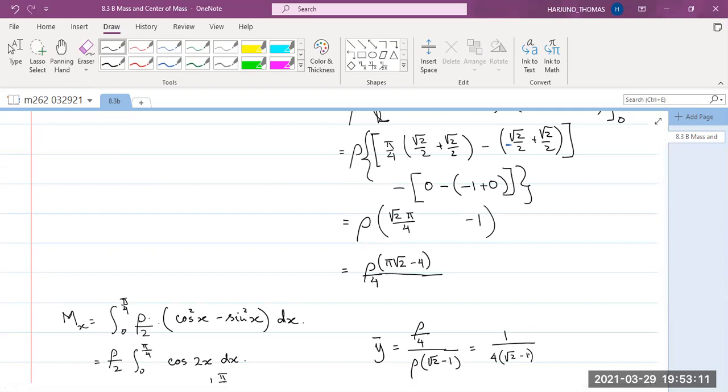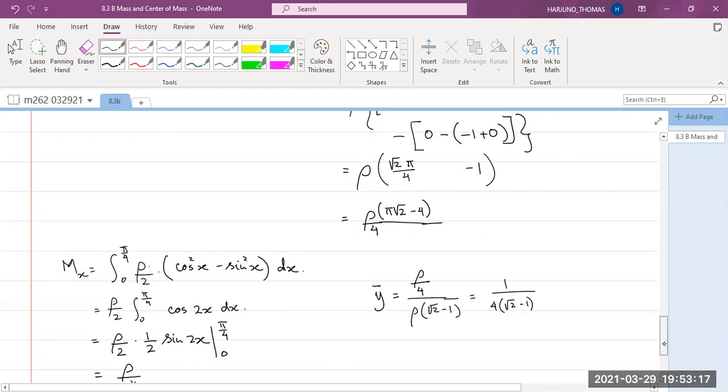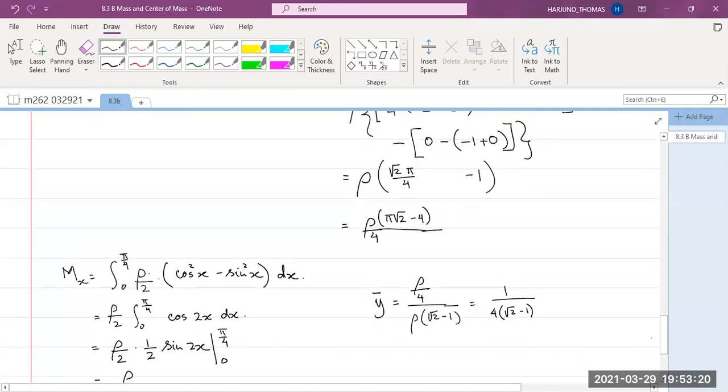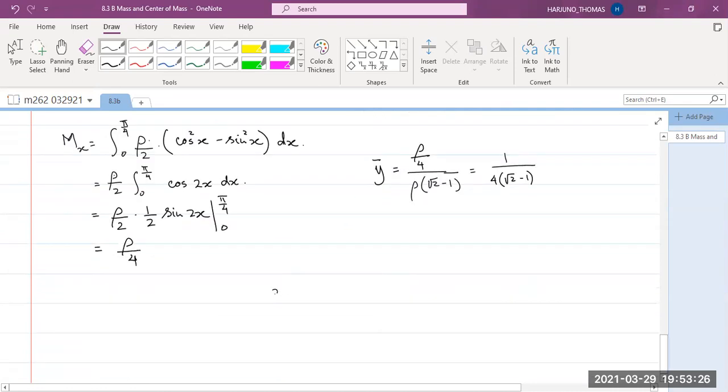That's way too small. You know what? Let's approximate this though. So my x bar, y bar, the centroid, I would like to compute that to visualize it better. That's 4 square root of 2 minus 1.